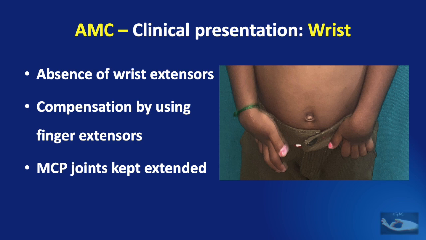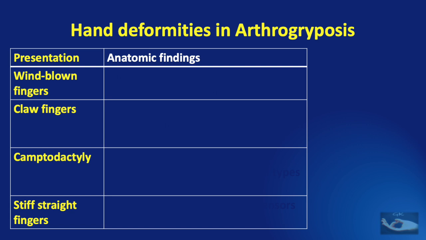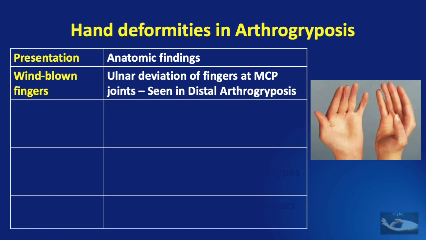That is because the child tends to compensate for lack of extension of the wrist by using the intact finger extensors. When we come to the involvement of the hand function and fingers in arthrogryposis, there is a highly variable presentation, but it can be generally classified as one of four types: wind-blown fingers, claw fingers, camptodactyly, or stiff straight fingers.